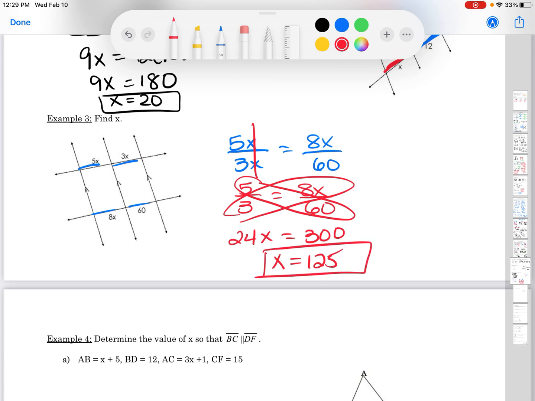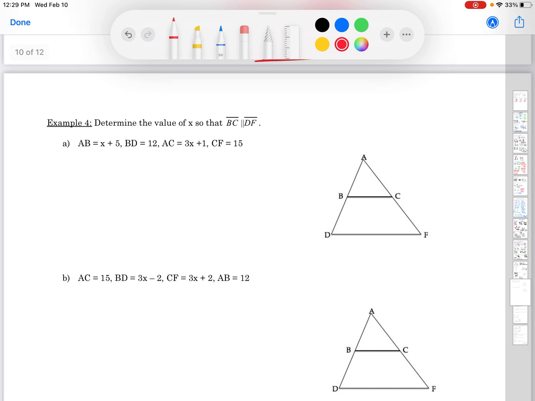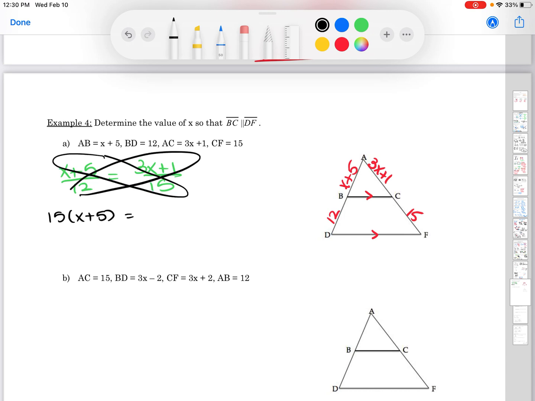All right. For number 4, we want to determine the value of x so that BC is parallel to DF. Okay, so AB is x plus 5, BD is 12, AC is 3x plus 1, and CF is 15. All right, so we know that these are proportionate, so I can do x plus 5 over 12 is equal to 3x plus 1 over 15, and I can just cross multiply. So that's 15 times x plus 5, and that's equal to 12 times 3x plus 1.